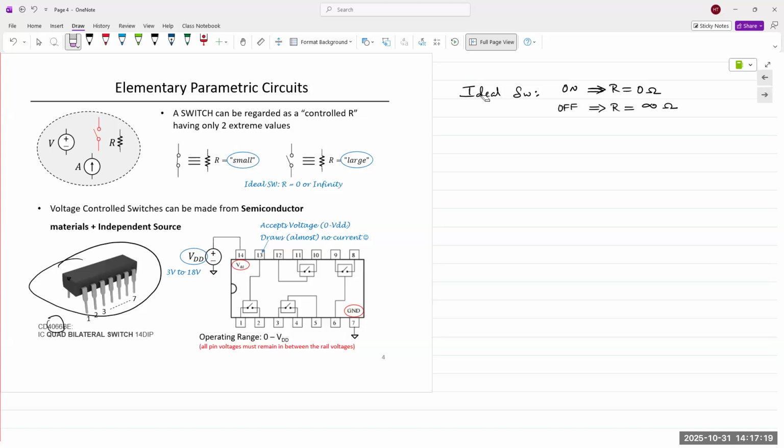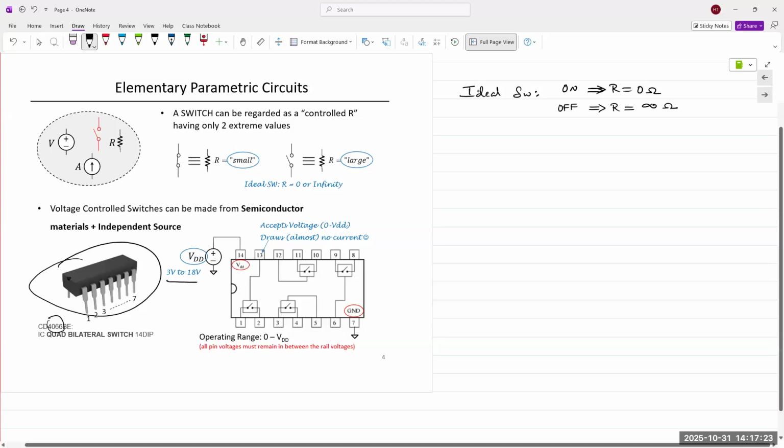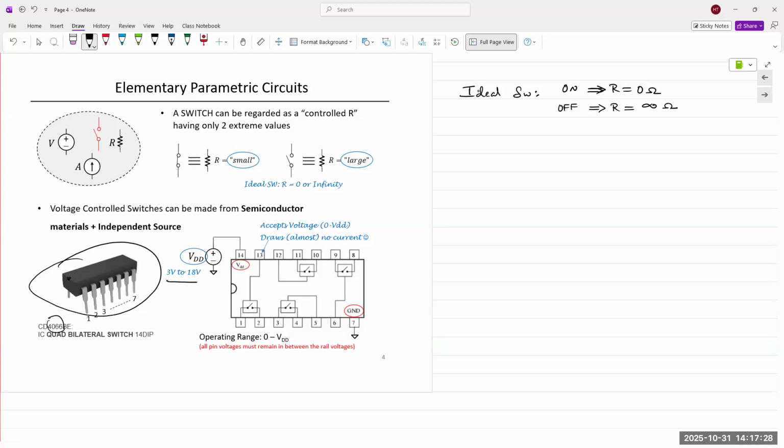For this particular chip, it accepts input all the way up to 18 volts. But digital logic, if you all remember, digital circuits go from 0 to plus 5 volts. Modern digital circuits go from 0 to 3.3 volts. Hence, it says it accepts logic high input of 3 volts all the way up to 18. Okay.